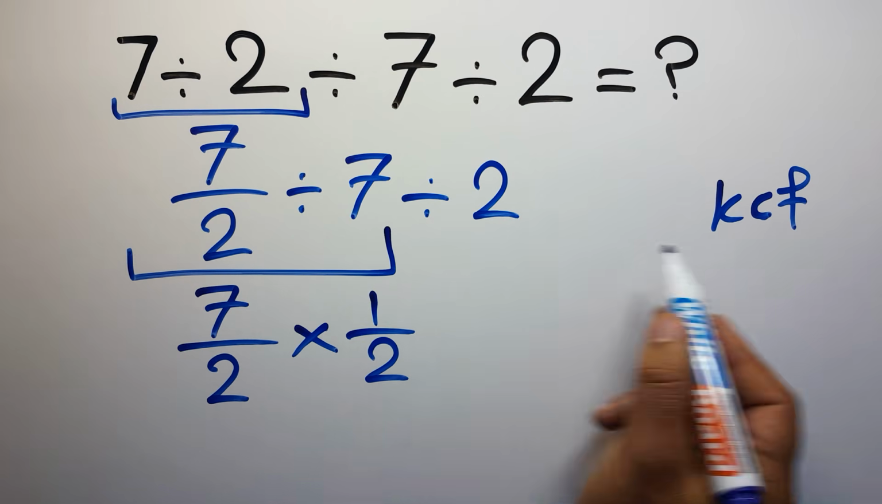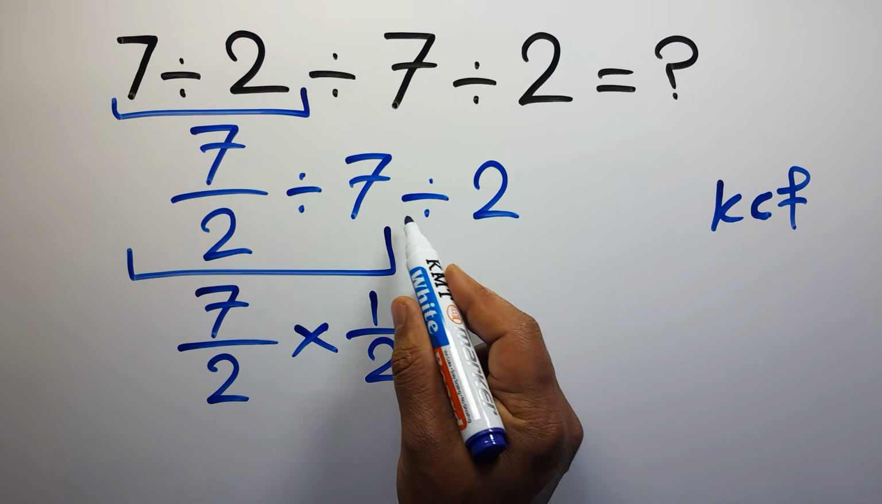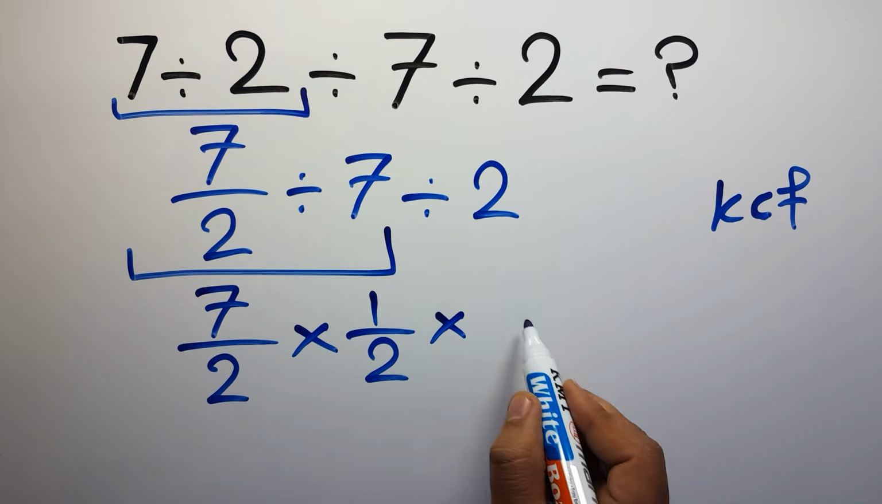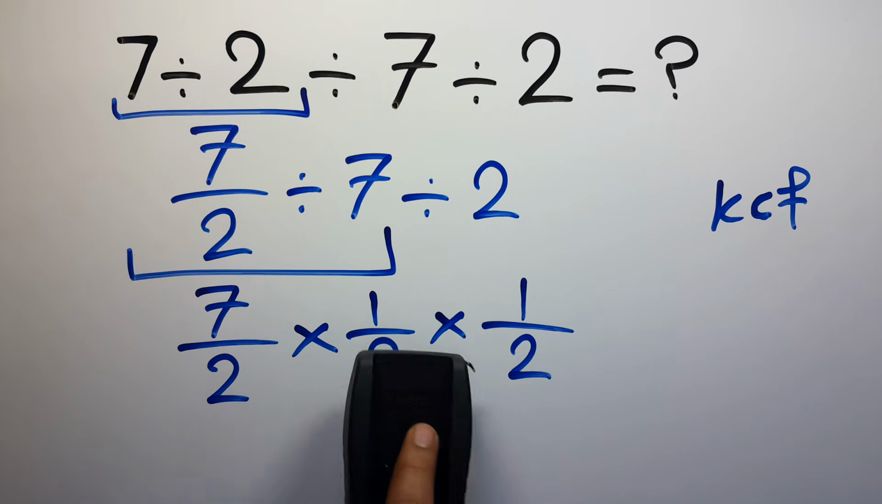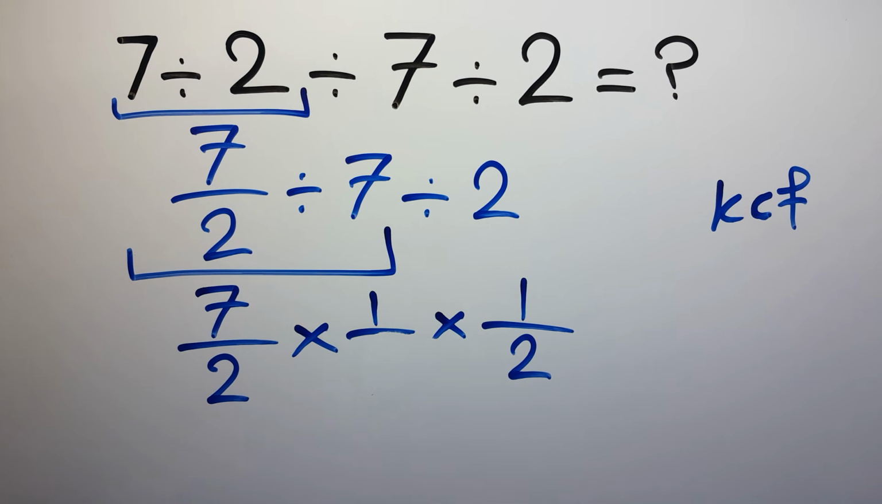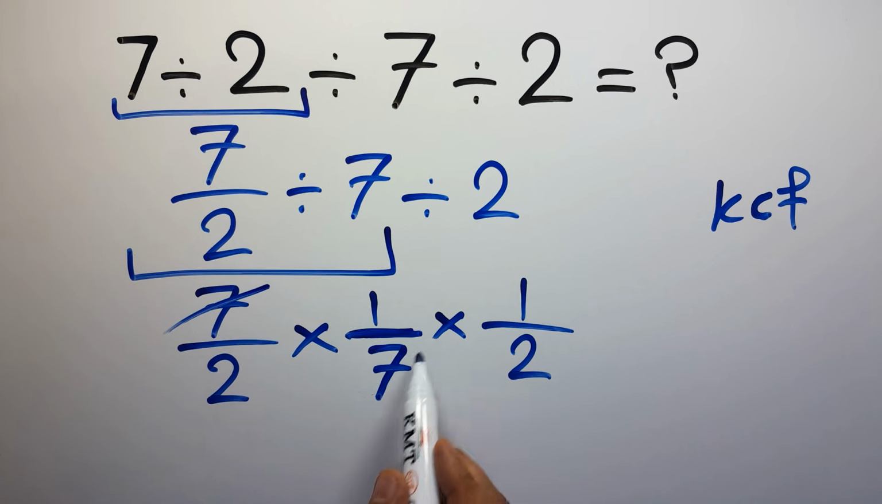And again here we can apply the KCF rule. So change division to multiplication and flip the second fraction. Okay? Here we have 1 over 7. Now, we can easily cancel this 7 and this 7.